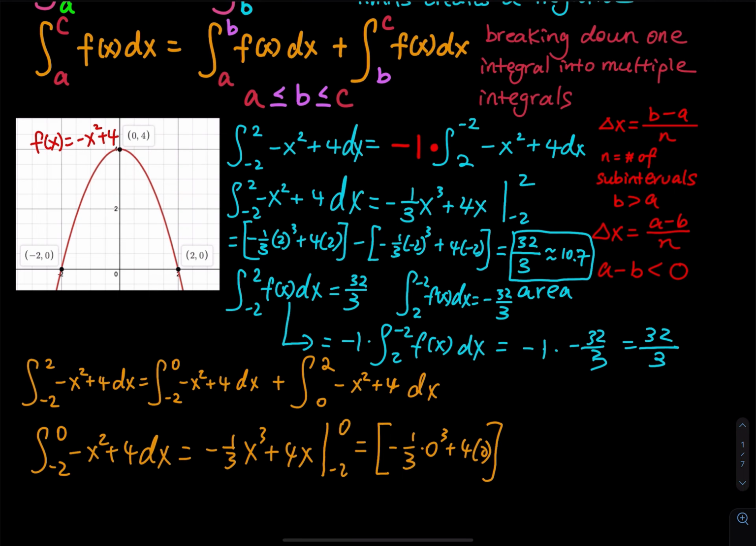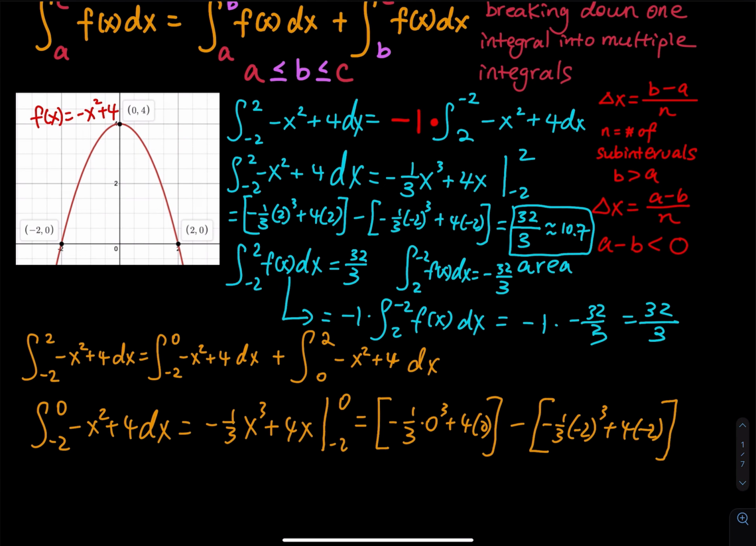So that is for the upper limit, and then for the lower limit, you plug in negative 2, plus 4 times negative 2. And then this one, what do you get? This one gives you 16 over 3, which is approximately equal to 5.3. So that one from negative 2 to 0 gives you 16 over 3. And then this piece will give you 16 over 3 as well. So when you add them together, the 16 plus 16 gives you 32.